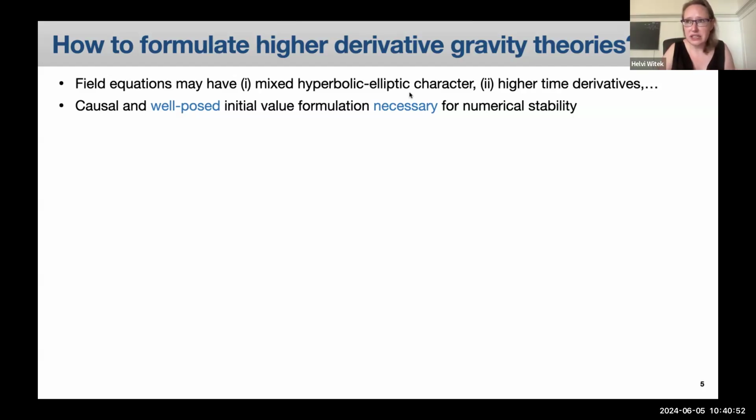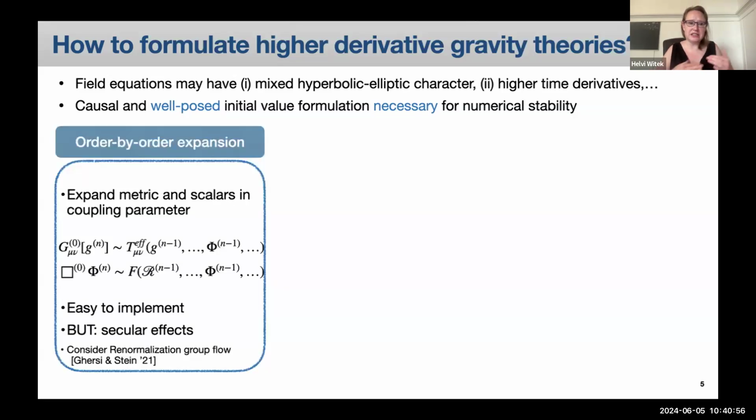And there are three approaches now that have emerged. The first one is probably the most straightforward that you can think about. I call this order by order expansion or order by order approach, where you take your metric and your additional fields and you expand them around some background field, and you take as expansion parameter your coupling parameter. So in the previous slide, that was this alpha GB or this alpha CS.